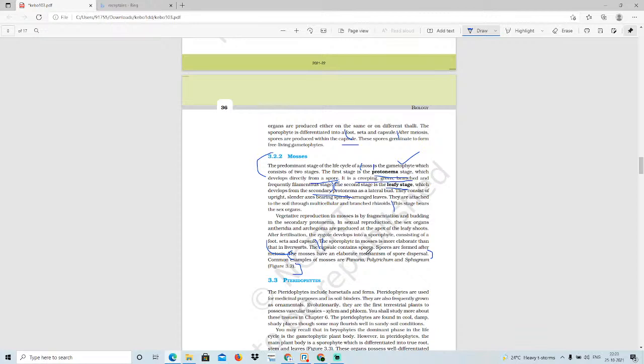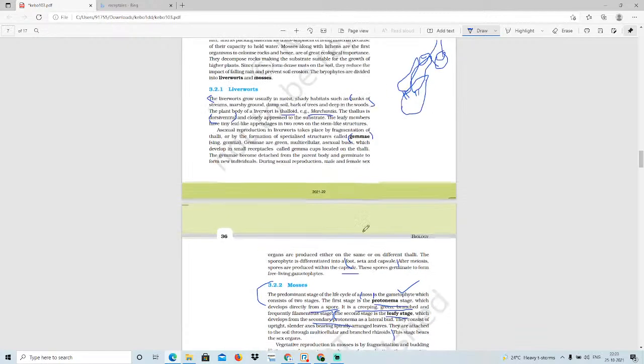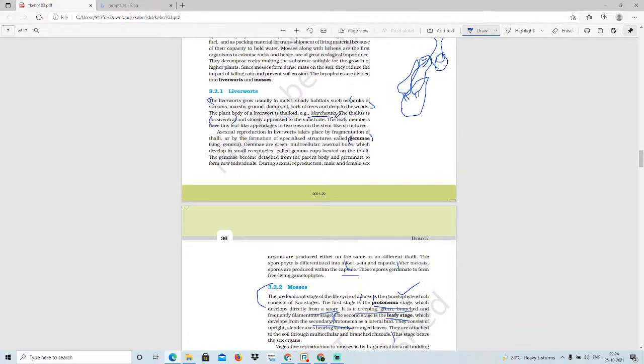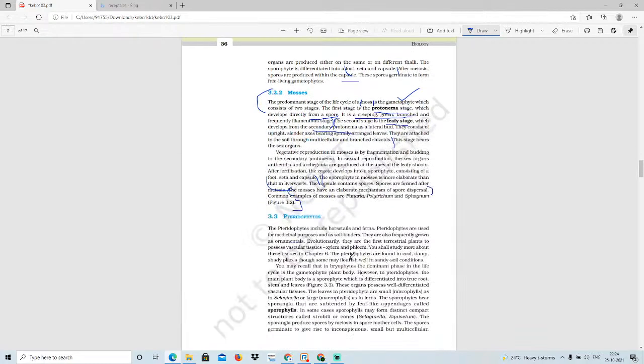The capsule contains spores. Yeah, that's what happens here as well. Spores are produced from the capsule, and the spores are formed after meiosis. Yes, the same. And the mosses have an elaborate mechanism of spore dispersal, which they haven't explained. The common examples of mosses are Funaria, Polytrichum, and Sphagnum. And for liverworts, they spoke about Marchantia. Other than that, I don't see any examples here.